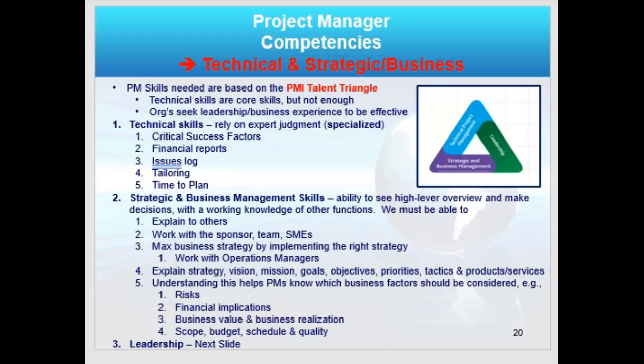Okay, there is a triangle of capability that PMI wants us to be aware of, and it is technical, strategic, and leadership. Those are the arms identified by this picture. So technical skills would include critical success factors, financial reports, keeping issues logs, etc. Where strategic and business skills are part of this talent triangle, as PMI refers to it, is understanding the strategy, the business documents, where you get things from, stakeholder risks, financial measures that drive the value of this project to the company, and of course leadership.